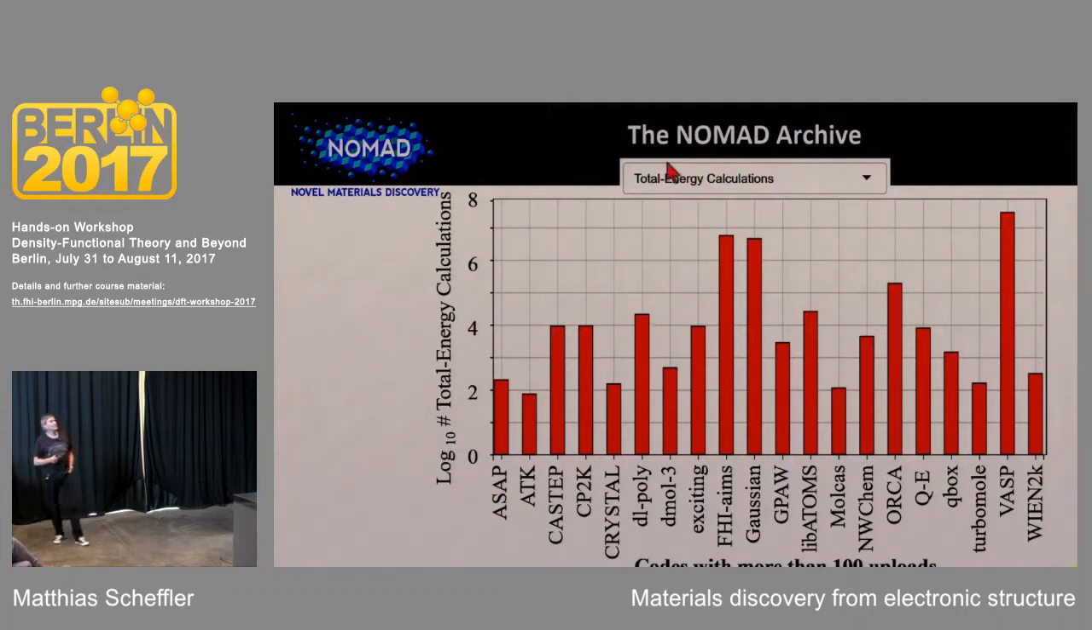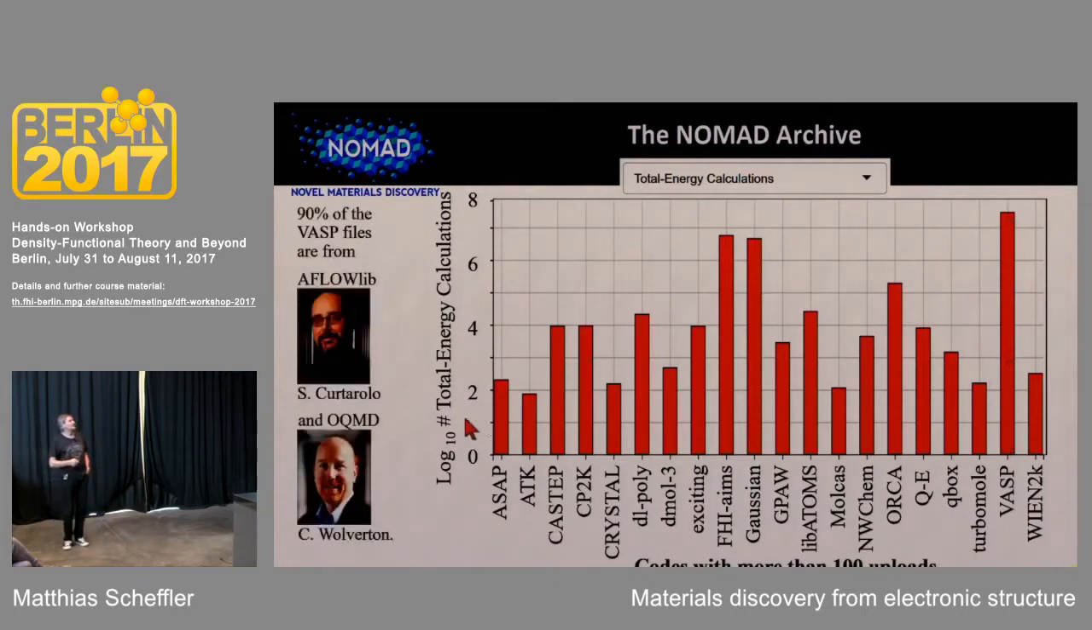Here we have the Nomad archive, the number of calculations as a function of different codes, where we only list the codes which have more than 100 uploads. You see codes which you probably know, like CASTEP or CP2K, exciting, FHI-aims, Gaussian, GPAW, Quantum Espresso, VASP, and WIEN2k. VASP is really the leading one. This is very important: this is a logarithmic scale. So VASP is somewhat above 10 to the 7, which means more than 10 million.